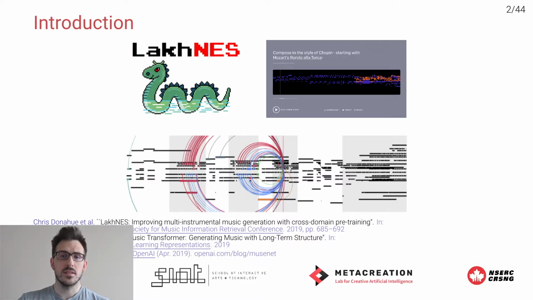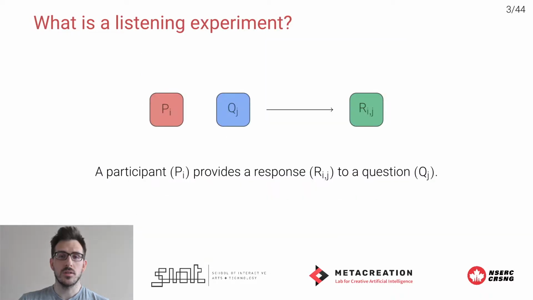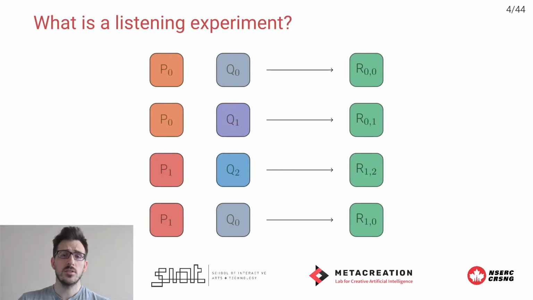In the simplest sense, a listening experiment is comprised of three components: participants, questions, and responses. In our context, a question is typically a set of one or more musical examples, which a participant must listen to before providing some sort of response. Depending on the methodology employed, participants may be asked to provide a variety of responses, ranging from predictions on whether a musical example was generated or human composed, to qualitative feedback on various aspects of the musical examples. Of course, to get meaningful results, we must collect more than one response.